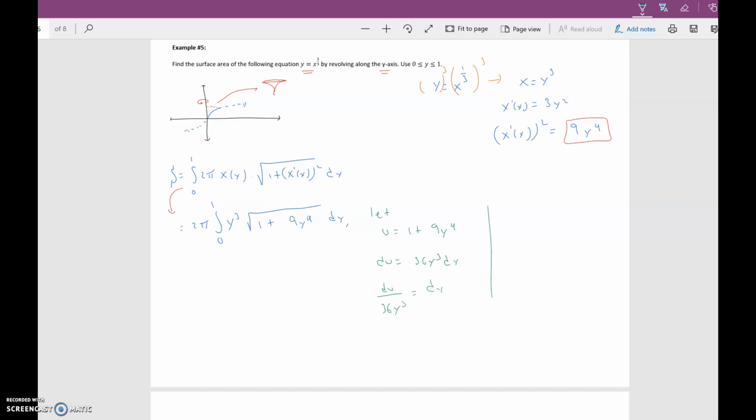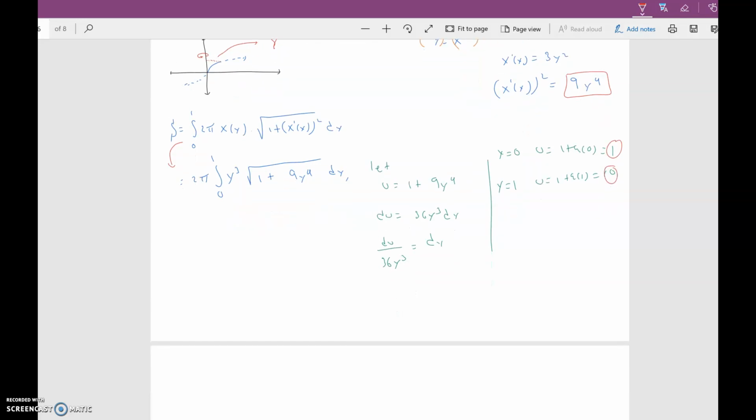And then for the limits, when y is equal to 0, u is equal to 1 plus 9 times 0, or 1. When y is equal to 1, u is equal to 1 plus 9 times 1, or 10. So our new limits are going to go from 1 to 10.